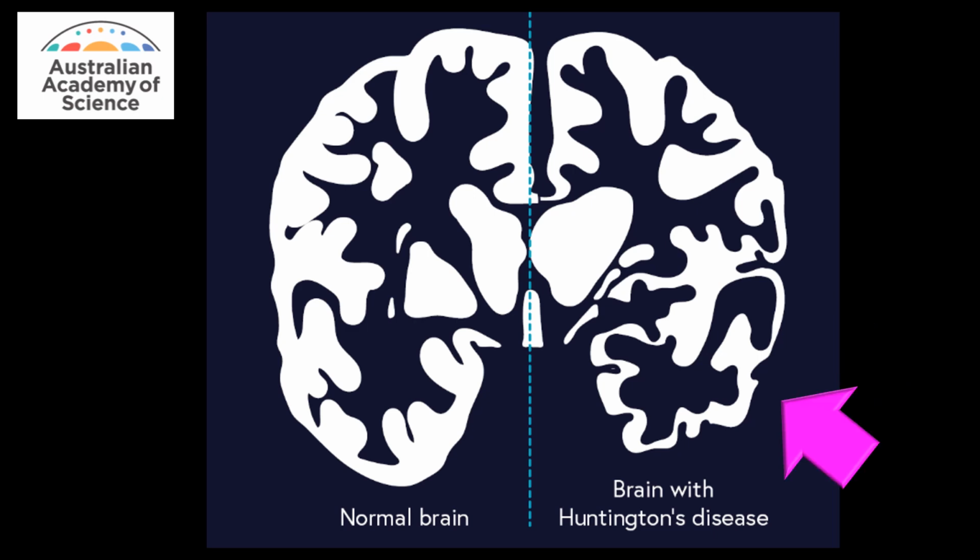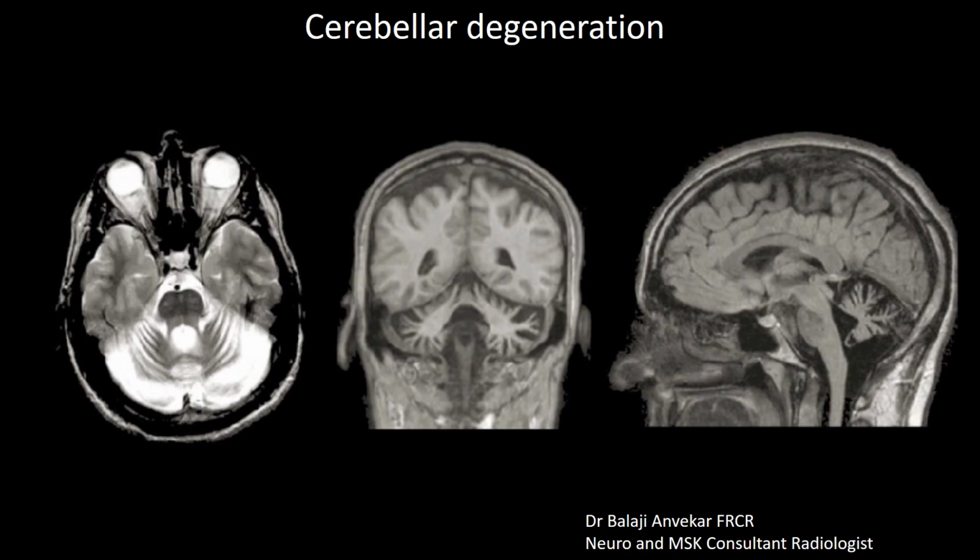Notice the diminution in the cortical mantle, maximally in the temporal region in the brain with Huntington's disease, and the shrinking of the lentiform nucleus. Another condition that can produce loss of procedural memory is cerebellar degeneration. Notice how small the cerebellar folia are in the three views.